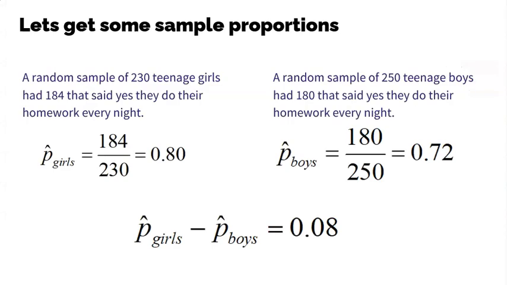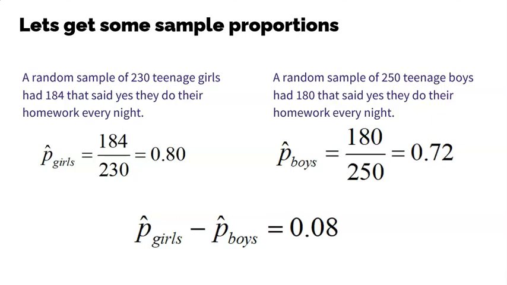All right, first, like I said, we need to get a sample. So let's just say we get a random sample of 230 teenage girls and 184 said yes, they do their homework. That is a sample proportion of 0.8. And then we get a random sample of 250 teenage boys from the school, 180 that said yes, they do their homework every night. That's a sample proportion of 0.72. So we are seeing a difference, and again, you need two numbers to get a difference. The difference between our two sample proportions is 0.08.